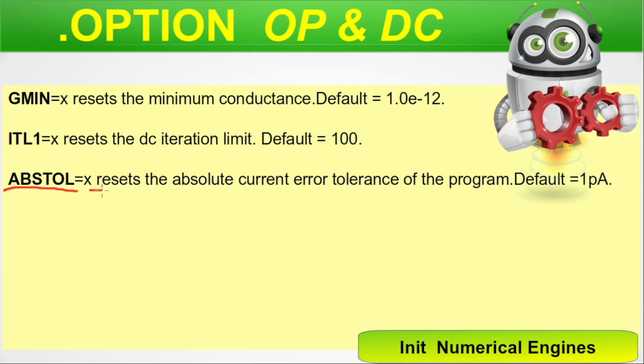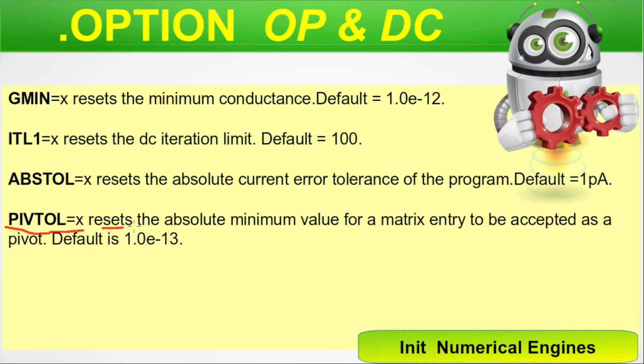ABSTOL equal to X resets the absolute current error tolerance for the program. Default is 1 picoampere. So this much relaxation you can give for the current calculation error. So this is the tolerance. That means you are allowing the simulator to have this much error, that is acceptable. You need to relax it or tighten it, that is up to you. Once you run the simulation and you get the results, you can tweak these options as per your need.